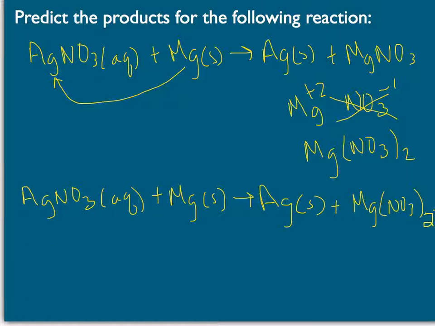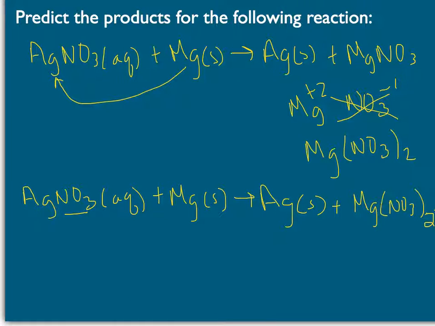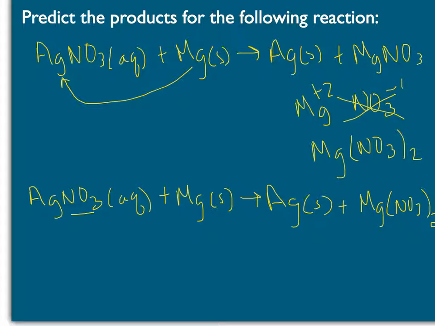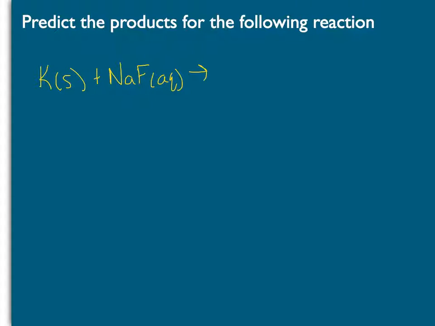Now the last thing we need to do is to balance. Now I have 2 nitrates on this side, and on this side I only have 1 nitrate, so I actually need to sneak in a 2 in front of the silver nitrate, which also gives me 2 silvers. So over here I need a 2 also in front of the silver. Okay, let's try another example.